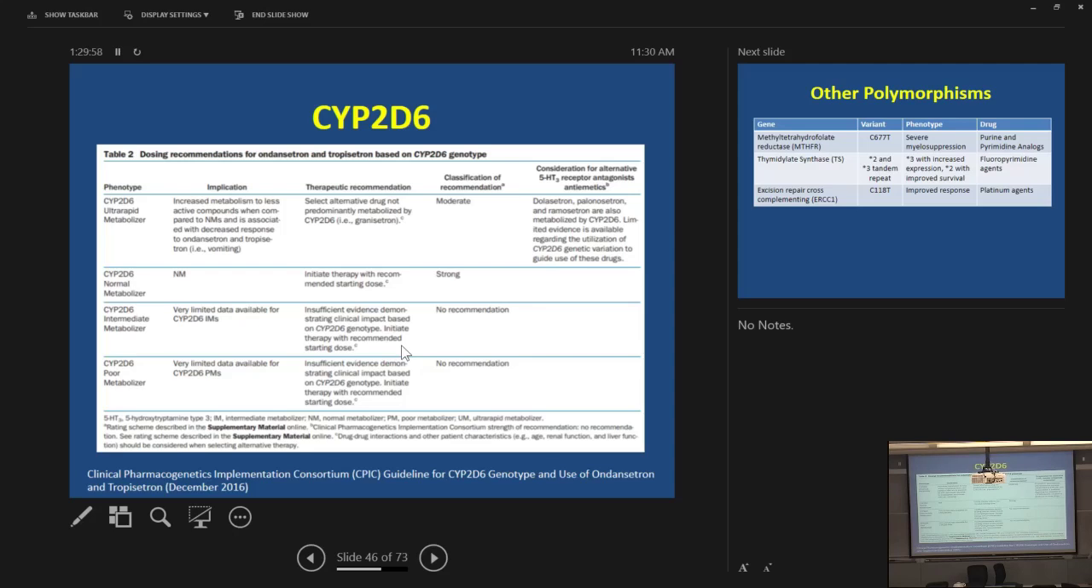You're just gonna suck it right out, right? Put it in, suck it right out. Is it gonna help you with your nausea? If you're getting cisplatin, is that gonna be a good thing? No. Okay. So it recommends what? Trying to use something else, right? So it's not going to be super effective. How about if you're a normal metabolizer or an intermediate metabolizer? What does it say? Or even a poor metabolizer?